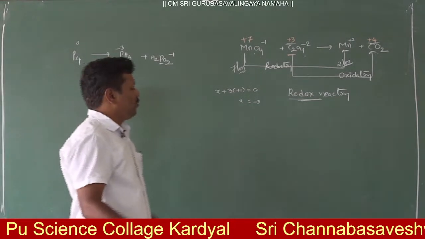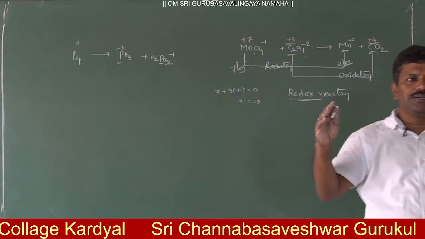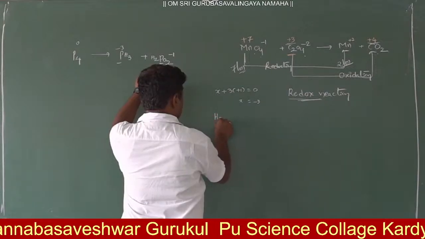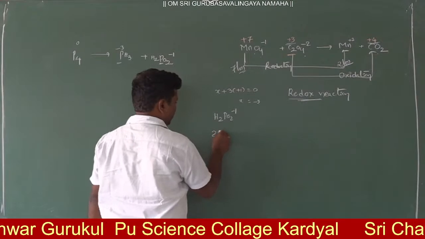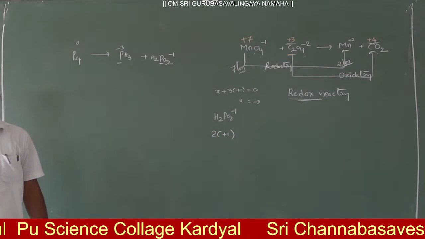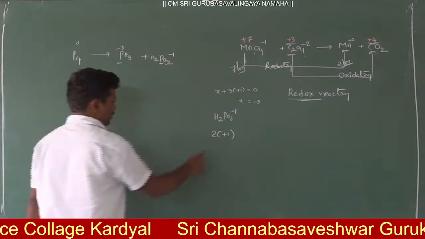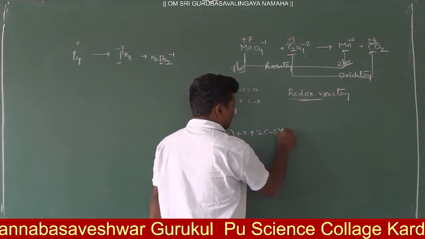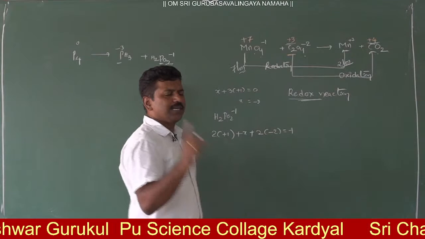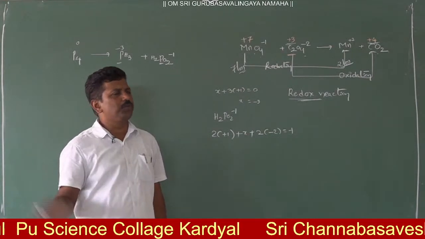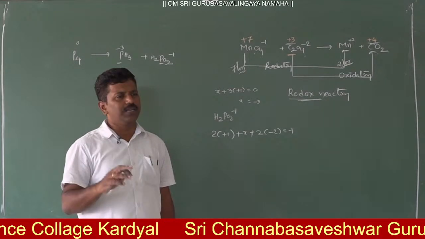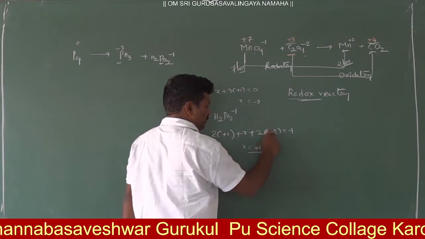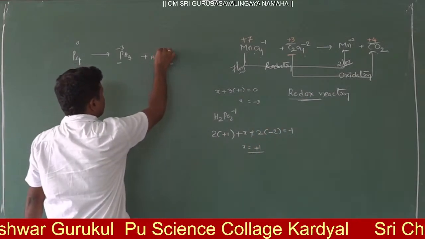H2PO2 minus. Total oxidation state is equated to -1. Hydrogen is +1. In H2PO2 minus, 2 hydrogens are there, 2 into +1. How can we say 2 into +1? Hydrogen is with non-metals. Phosphorus, take it as x. How many oxygens are there? 2. Each oxygen is -2. How can we say it is -2? This is not a peroxide, there is no fluorine, no potassium or rubidium in it. So only oxide is there, and oxide means -2 only. So x is equal to +1. How? 2 - 4 + x = -1. Answer will be +1. So phosphorus is +1.